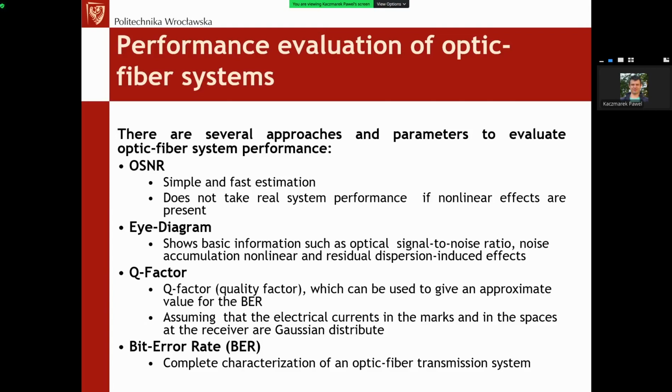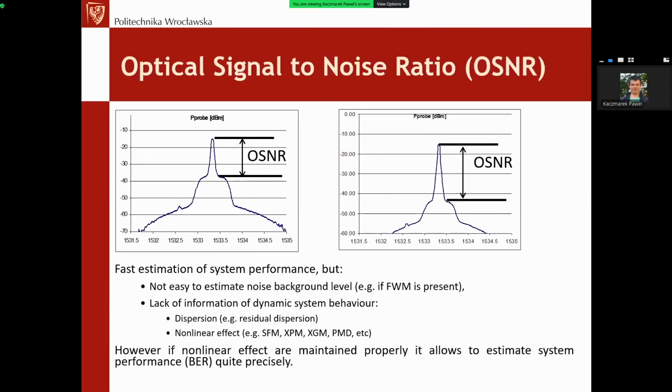performance of a system regarding some dynamical signals transmitting some data with some certain speed of the transmission, some bits per second, megabits, gigabits, or terabits per second, we need to have other types of measurements, and of course almost all of them are made on the dynamical signals. The first one, which is in fact also possible for static systems, is determination of the so-called optical signal to noise ratio, OSNR.